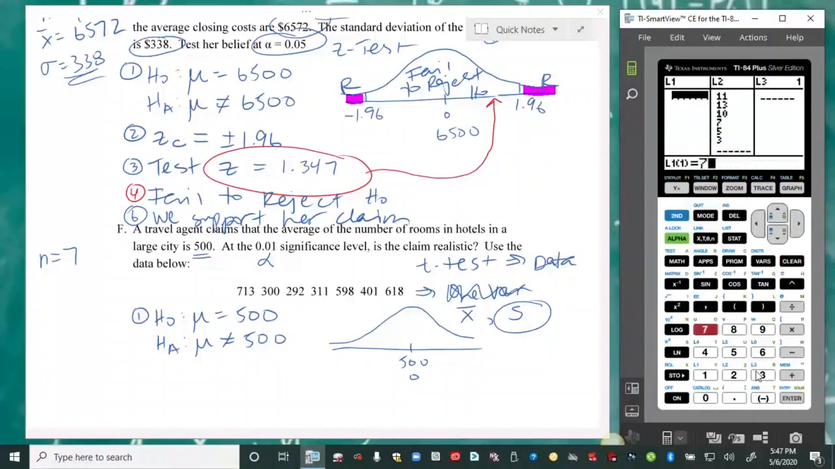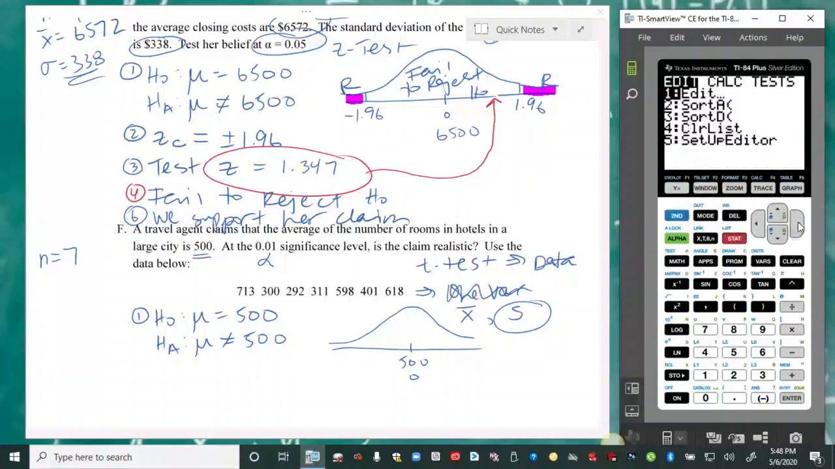So I've got 713, 300, 292, 311, 598, 401, and 618. Okay, and remember I said I had 7. Good, I've got 7 in my data set, so that's good. 618, 401, 598, 311, 292, 300, and 713. Good. Okay, that's the only thing I need to do differently.